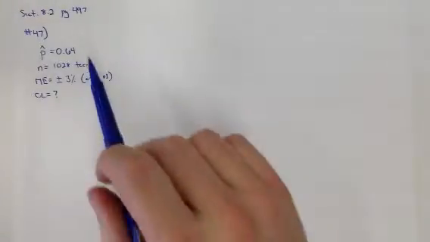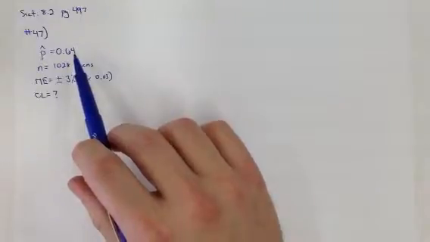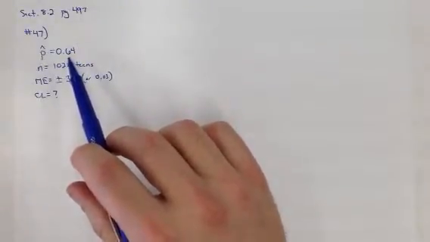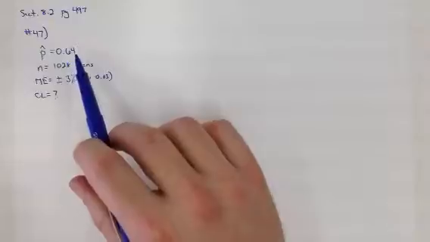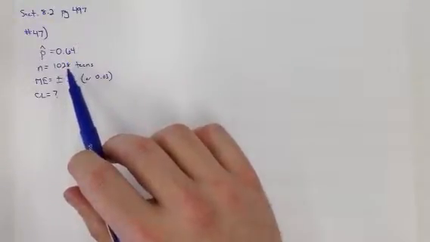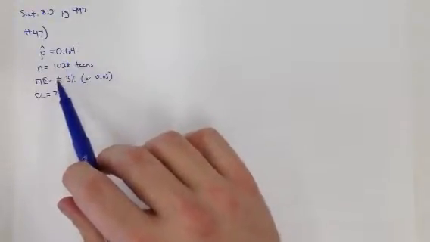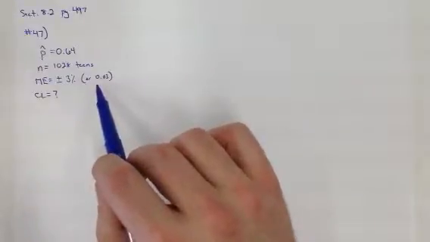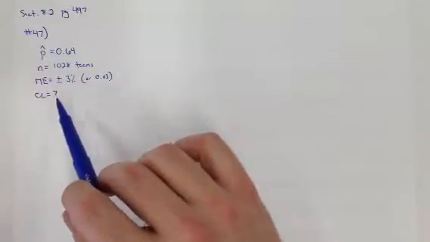This video is going to go over section 8.2, page 497, question number 47. And this one gives us a sample proportion of teenagers, ages 13 to 17, who have a TV or something like that: 64%. There are 1,028 teens. The margin of error is given as 3% or 0.03, and they ask, what is the confidence level?